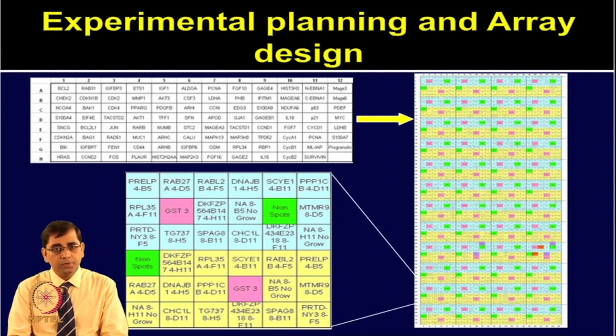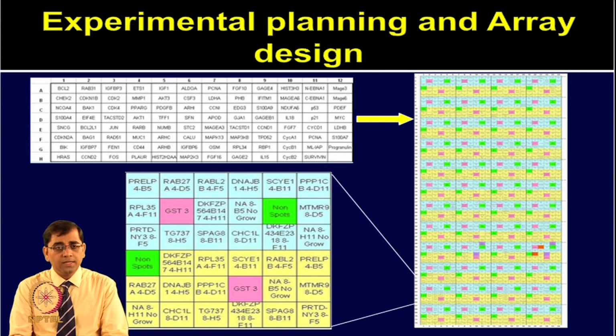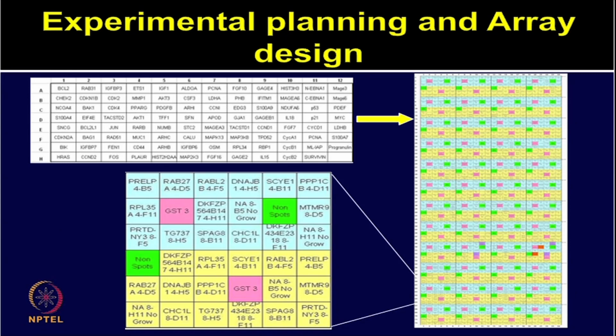Now, each spot needs to be printed in duplicate. Also, you need to ensure that control features are spread throughout the array surface. For example, in the bottom panel, the ones highlighted in red show GST protein, and green are the known spots. These spots are printed in duplicate and spread on the array surface, not adjacent to each other, so that you can look at the duplicate results and ensure that there are no spillage issues or spreading onto the neighboring spots.